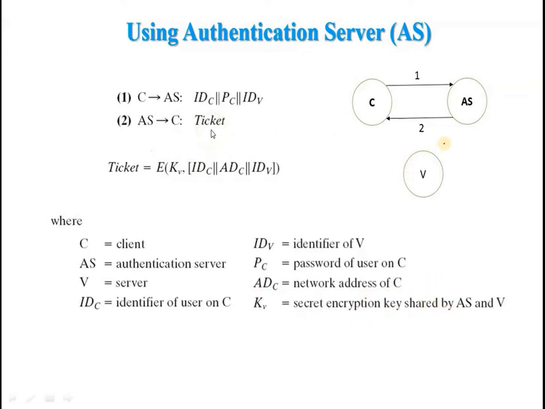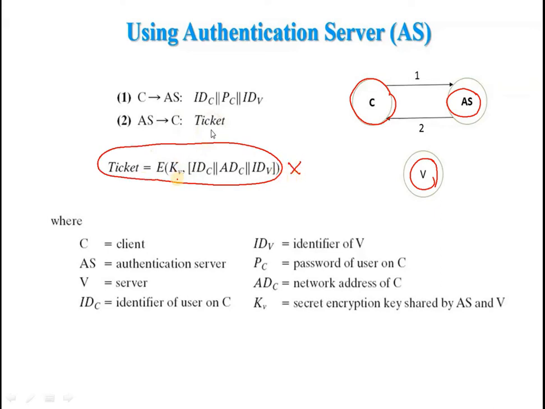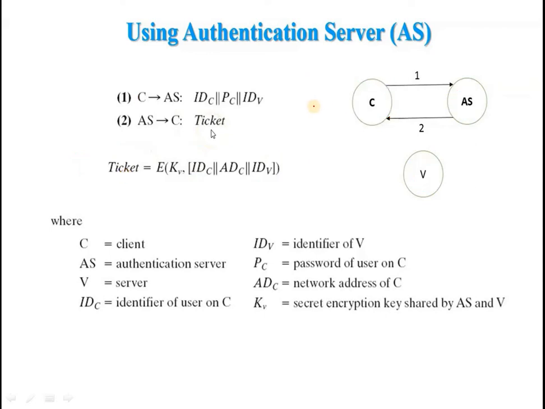That means this key is known by AS, the authentication server, and V, our service server. The client doesn't know that. Can the client decrypt this ticket? No, not possible, because the client doesn't know what KV is. KV is known only by the authentication server and V. So the client can't decrypt this ticket. Even though it has received the ticket, it cannot decrypt it.